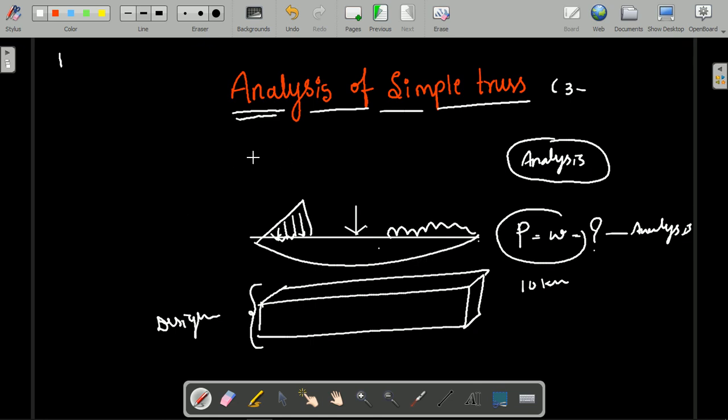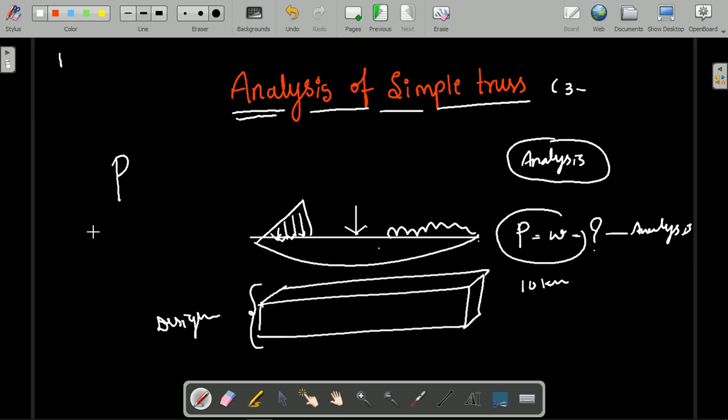It may be a beam, a truss, or any other structure. We are going to find out the maximum load which is coming on the structure. In this chapter we are discussing trusses. So what is a truss?